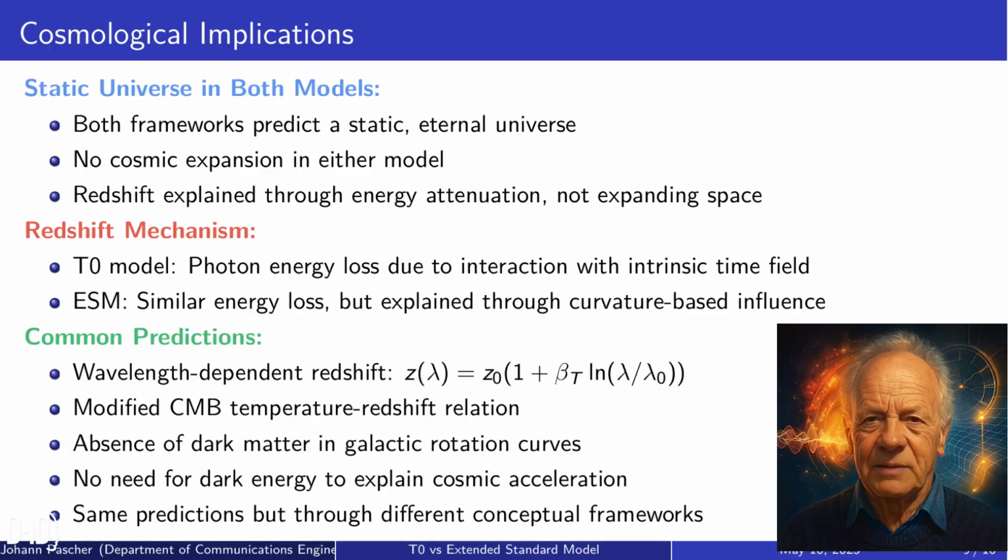They both predict a modified CMB temperature redshift relation, the absence of dark matter in galactic rotation curves, and explain cosmic acceleration without dark energy. While these predictions are the same, they arise from fundamentally different conceptual frameworks, highlighting how mathematical equivalence can exist despite profound differences in physical interpretation.